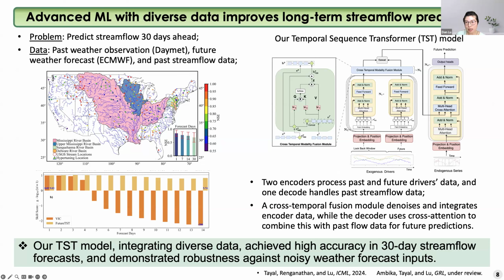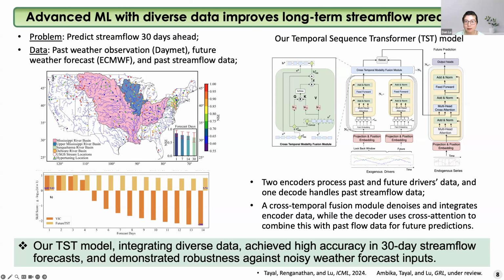This TST model architecture, as shown in the right figure, includes two encoders to process the historical and the future driver data, and one decoder to process the past streamflow information. A cross temporal fusion module helps denoise and integrate the encoder outputs, while the decoder combines this encoded information with the past streamflow data for the future predictions.